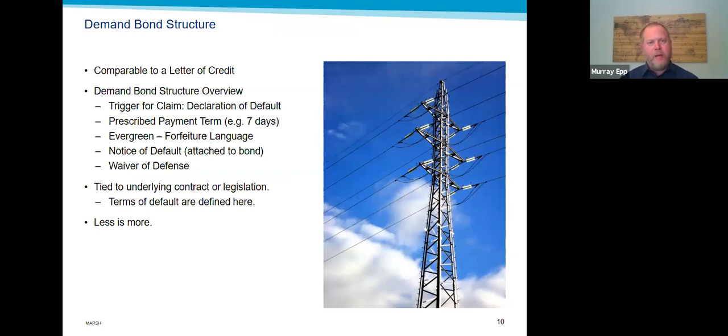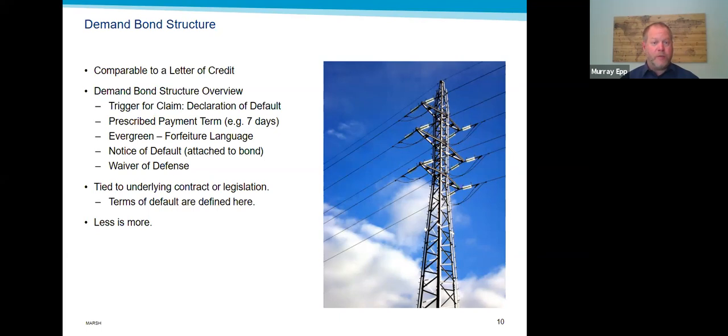So the structure of a demand bond is something we wanted to talk through today. It's very comparable to a letter of credit. In fact, it's built to compete directly with that. And what we plan to do is give these obligees or these beneficiaries of bonds and letters of credit confidence that they can interchange the two instruments without being exposed to one being stronger than the other. The simple demand bond structure is really made up of 5 basic premises.